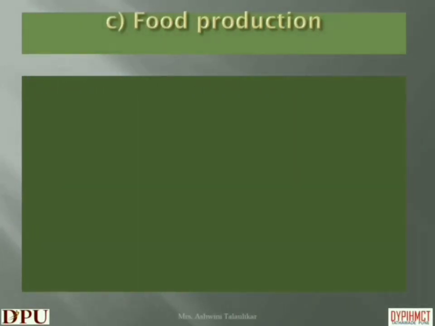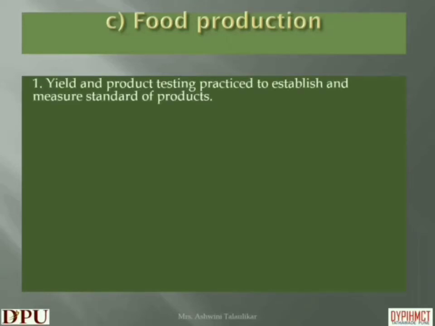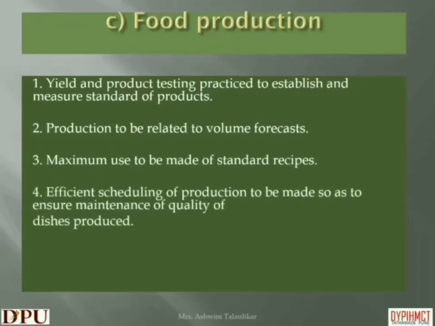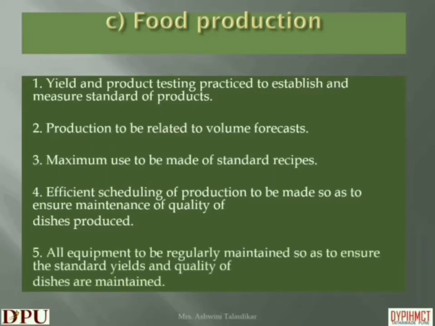We shall now discuss the checklist for food production. It includes yield and product testing practiced to establish and measure standard of products. Production to be related to volume forecast. Maximum use to be made of standard recipes. Efficient scheduling of production to be made so as to ensure maintenance of quality of dishes produced. All equipment to be regularly maintained so as to ensure the standard yields and quality of dishes are maintained.